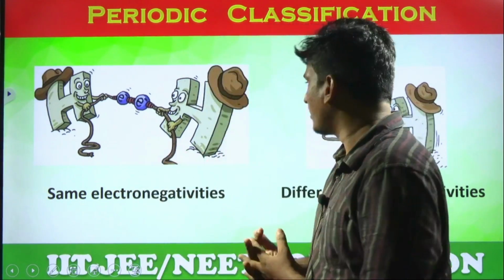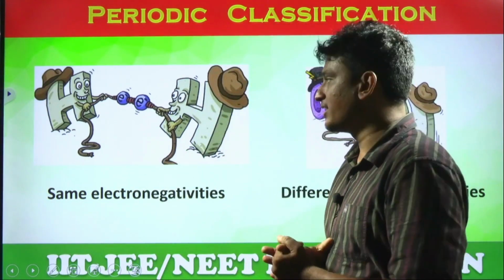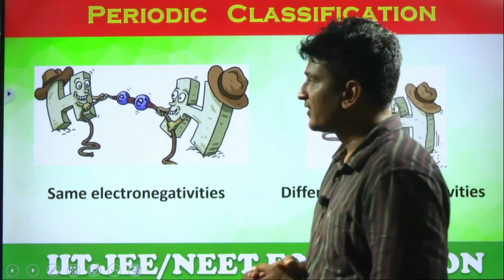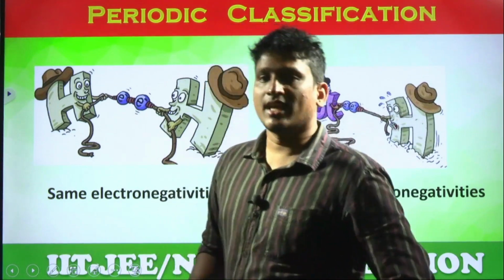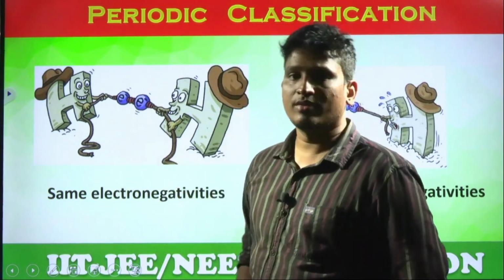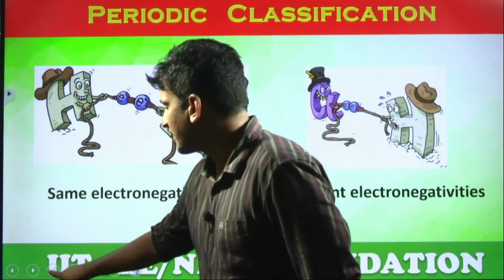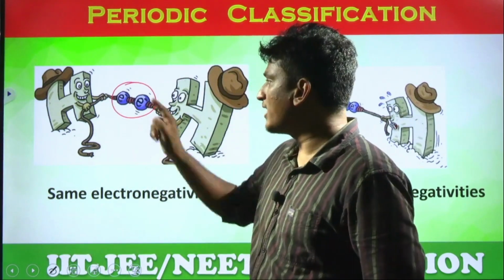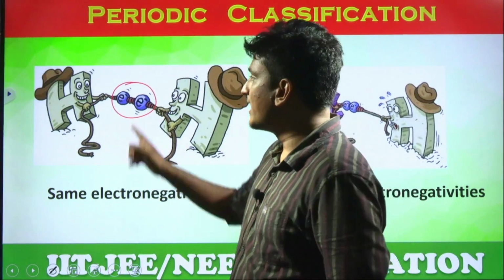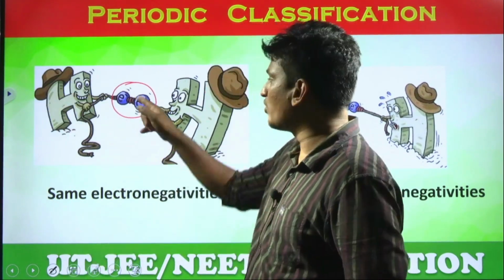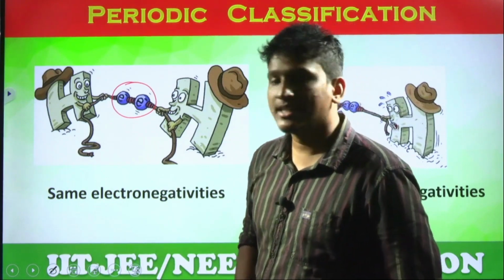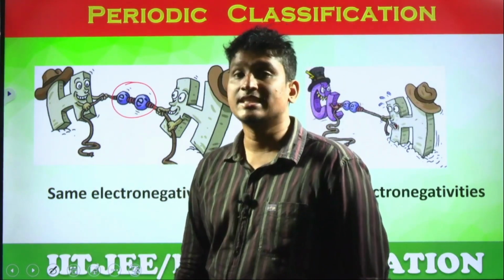Look here, two images are given. One example is hydrogen gas, both sharing one electron each. You can see the electron, this is the bonding electron pair. Yes or no? This bonding electron pair, where is it located? Is it closer to the left hydrogen or the right hydrogen? This electron pair is exactly in between.